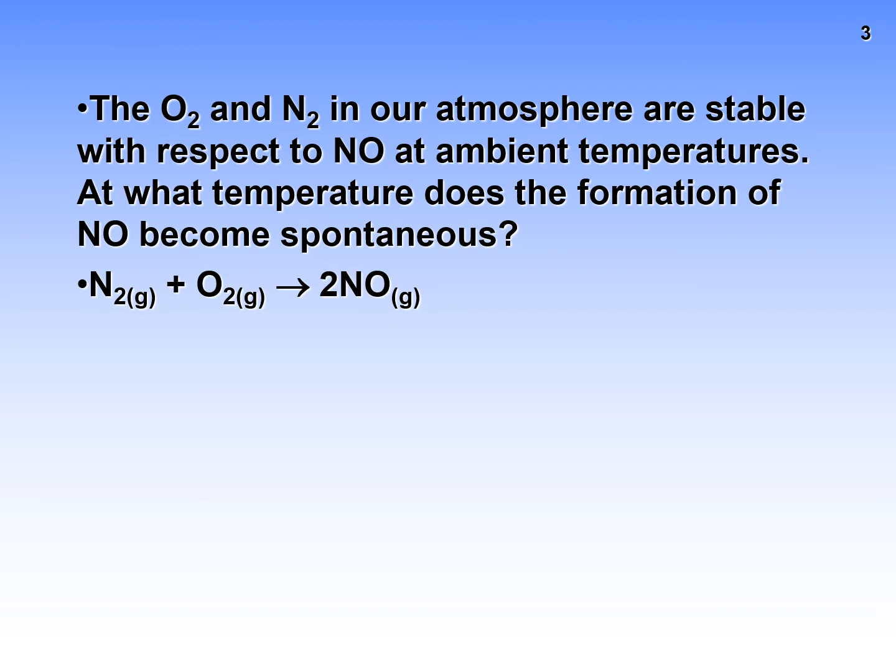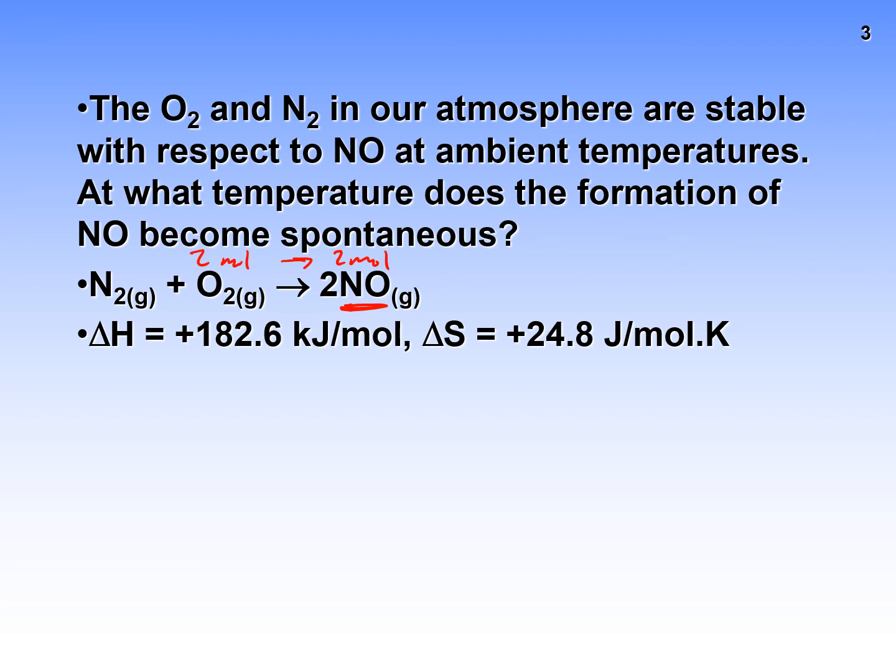So this is the reaction we're talking about. You see that we have 2 moles of gas going to 2 moles of gas, but NO is a more complex molecule than N2 or O2, so this is probably going to have a delta S that is positive still. As you can see, it's just barely positive, but it's still positive. Now, the delta H for this reaction is also positive. This tells me that this reaction is more likely going to be spontaneous at higher temperatures than lower temperatures.